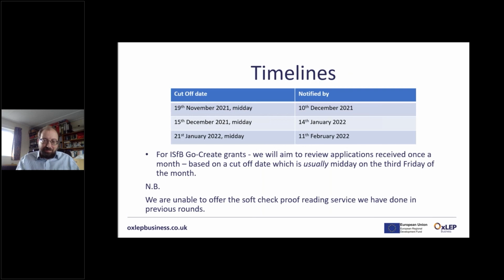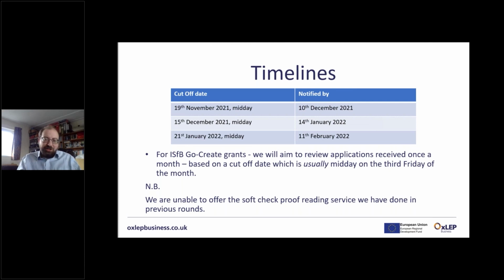Thank you. So the next cut-off date for Go Create grants is midday on the 19th of November this year. We expect to be able to notify people on or by the 10th of December. Okay, so it takes us about 3 weeks to run through the process. I do caveat that by saying that if there are a significant number of grant applications, then it's entirely possible that the process will slip. If it's going to slip, all of the applicants will be notified. We'll tell you what's changed, and we'll tell you the date by which we now expect to be able to notify you.